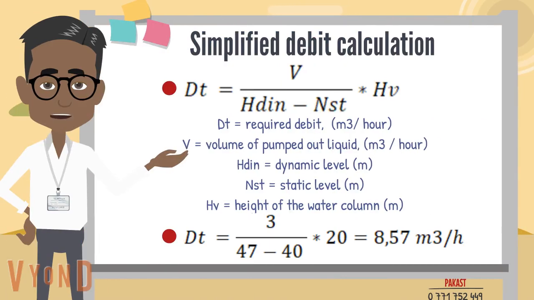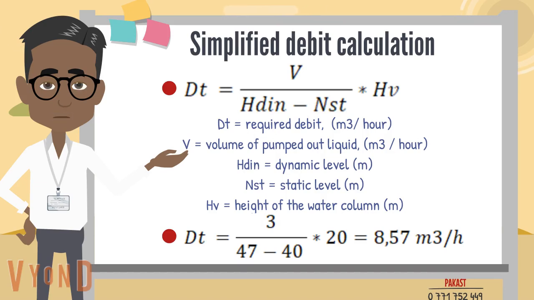Simplified debit calculation. Borehole flow rate is the ratio of the product of the pumping rate and the height of the water column to the difference between the dynamic and static water levels. In order to determine the flow rate of the borehole, the following formula is used, where Dt is the required debit, V is the volume of pumped out liquid, Hdin is the dynamic level, Hst is the static level, and Hv is the height of the water column.